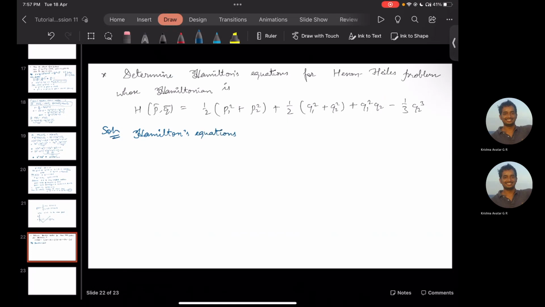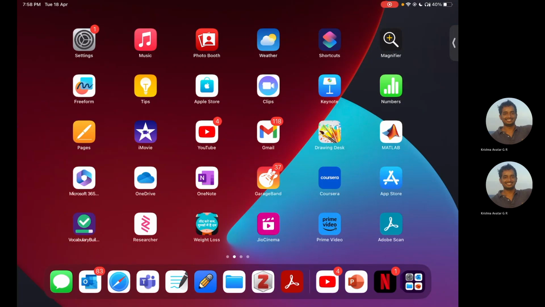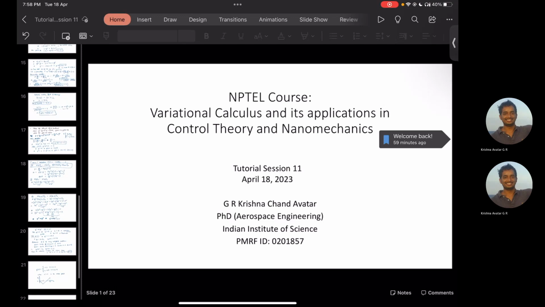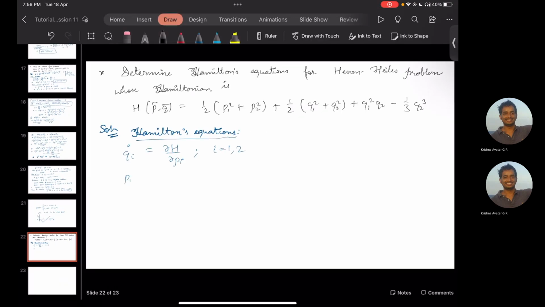So the Hamilton's equations are qi dot is equal to partial h with respect to pi, and i is equal to 1, 2. And the second equation is pi dot is equal to minus partial h over partial qi, and i is equal to 1, 2 again.